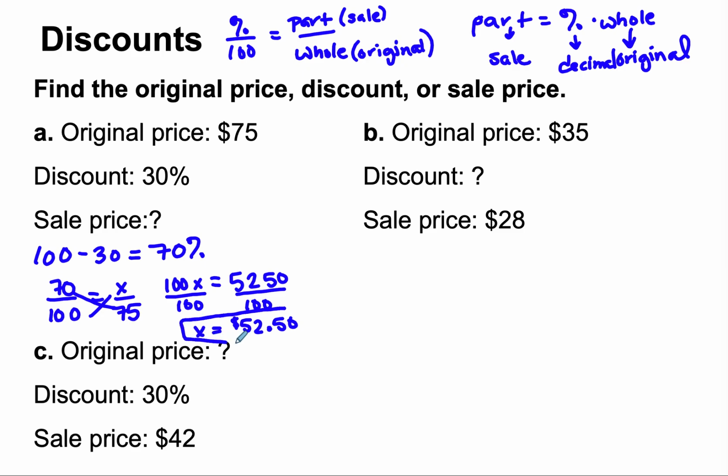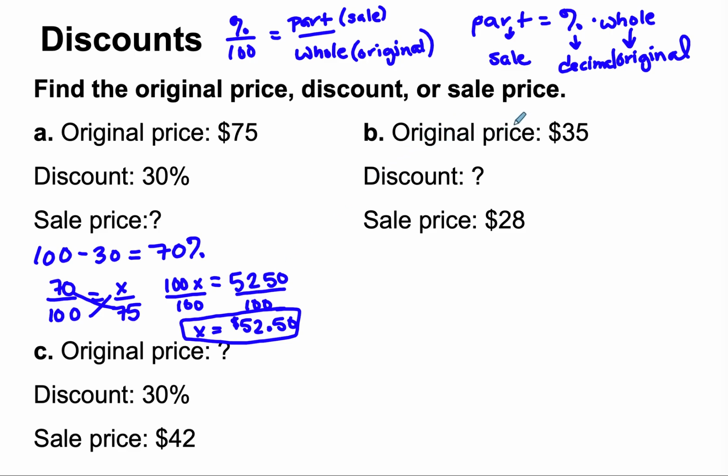Always a good idea to go back and think, is that reasonable? So yeah, that is reasonable. The discount isn't half of the cost, it's less than that. So I'm going to pay more than half of the original price. Yeah, $52.50 makes sense. All right, let's look at B.